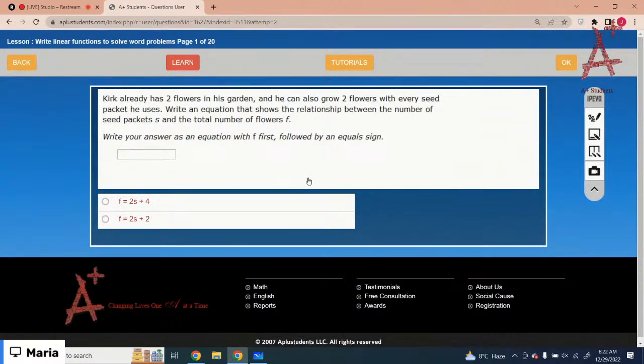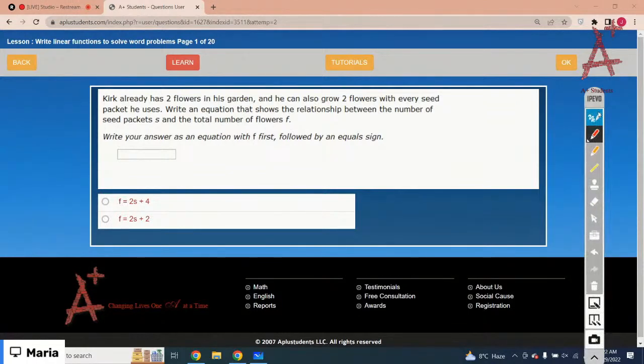Okay, the question is: Crick already has two flowers in his garden and he can also grow two flowers with every seed packet he uses. Write an equation that shows the relationship between the number of seed packets S and the total number of flowers F. So basically, we have to find the equation. Got it?